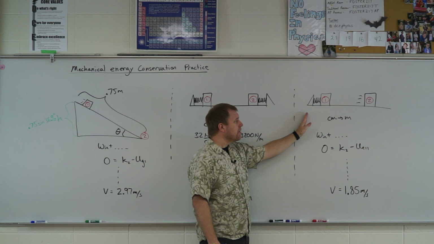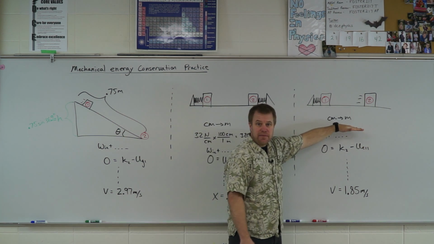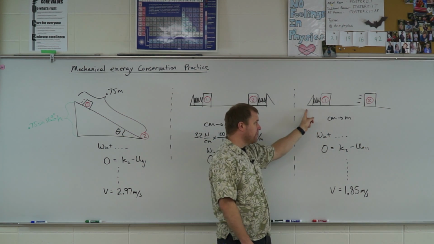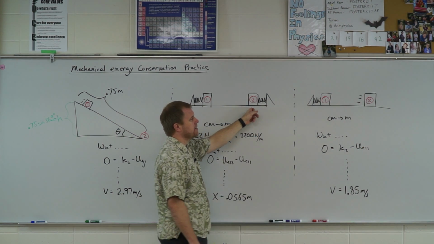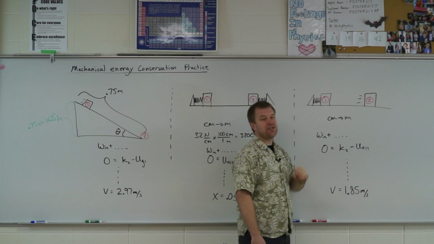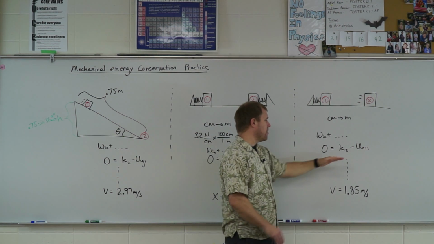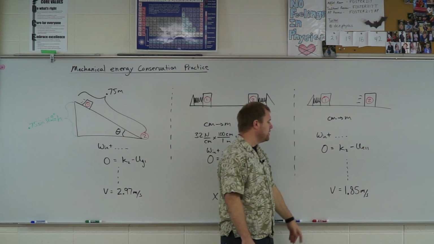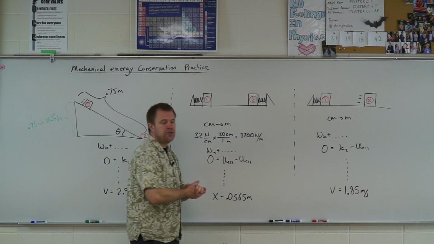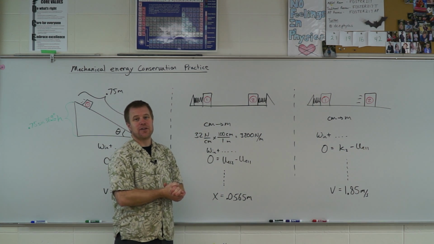This one over here, again, make sure you change those centimeters to meters on that one. It's going from one point to another. The difference is here, my final point is not compressing the other spring. My final point is just out in the open. They're skidding across that frictionless surface. So I have K2 minus UEL1. Plug in your numbers, you should get 1.85 meters per second for that one.